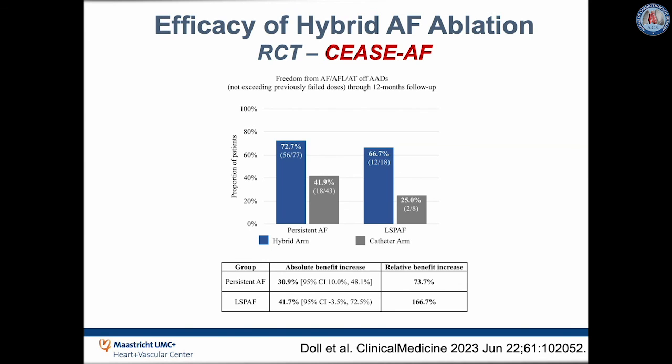And as you can appreciate from the bar graph, there was a separation between the persistent and the long-standing persistent AF group. In the persistent AF group, more than 70% of patients were free from any atrial tachyarrhythmia, compared to a little bit over 40% of patients in the catheter arm. In the long-standing persistent AF group, this was almost 67% in the hybrid arm, compared to 25% in the catheter arm.